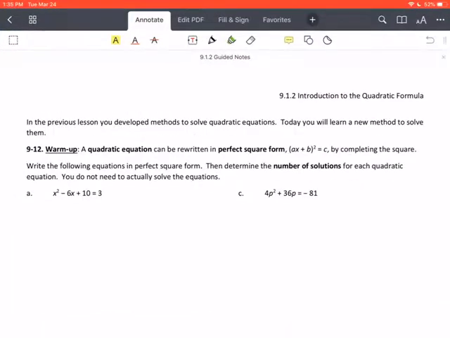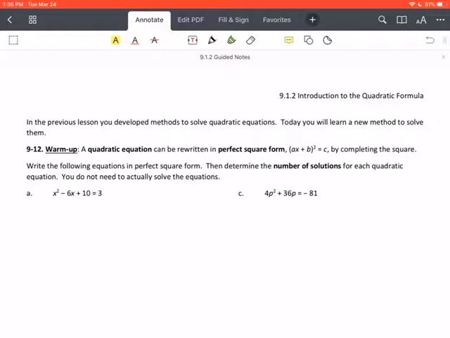Okay, today we are going to learn one of the most important topics in algebra, which is called the quadratic formula. So this is section 9.1.2, Intro to the Quadratic Formula. The notes sheet says, in the previous lesson, we developed methods to solve quadratic equations. Today we are going to learn a new method to solve quadratic equations, and I'm just going to dive right in and say that this method can be used to solve any quadratic equation that there is.